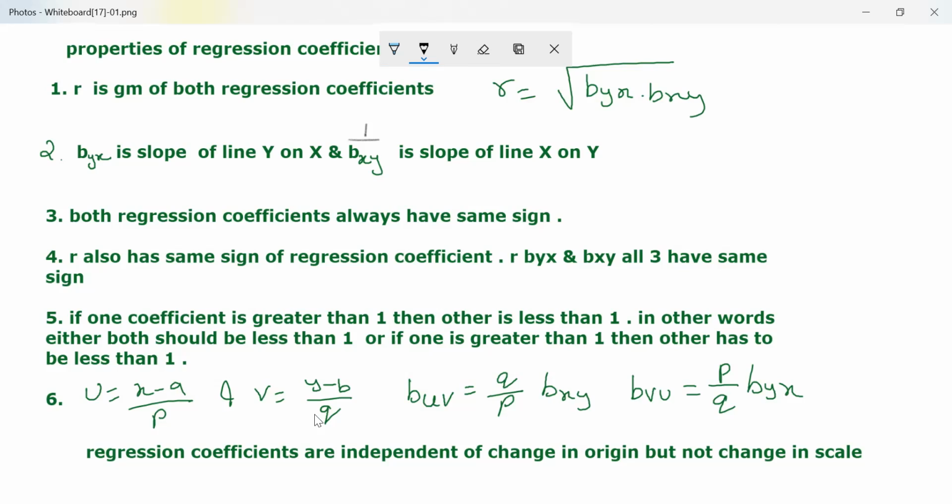The 6th property is: if u is x minus a upon p and v is y minus b upon q, then buv is q by p bxy and bvu is p by q byx. But regression coefficients are independent of change in origin. That is, if you add or subtract a constant, there is no change to the regression coefficient. But if you multiply or divide, then it may change. But this property is not that important for you.